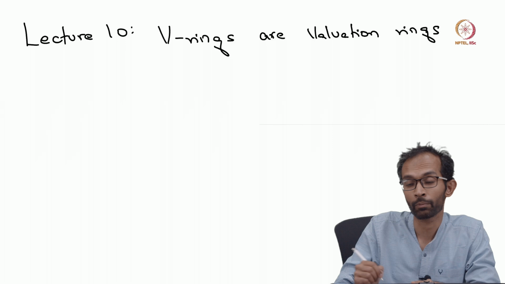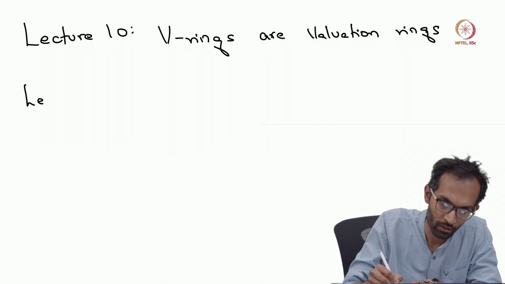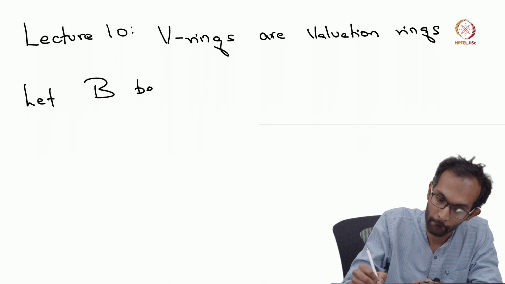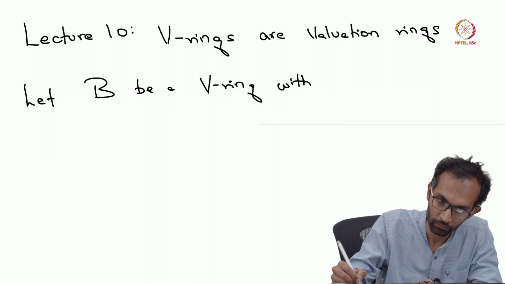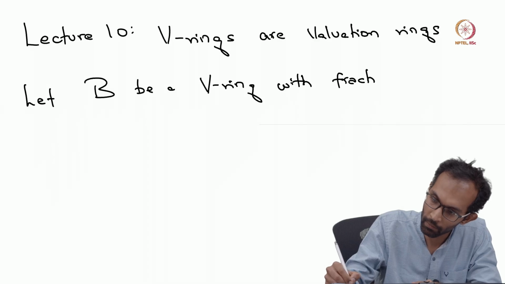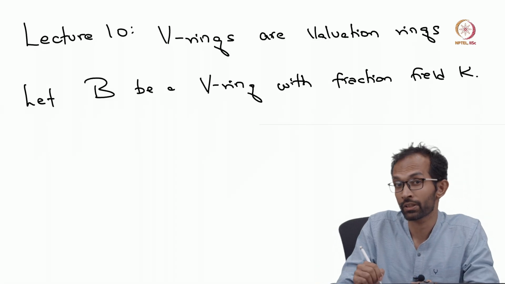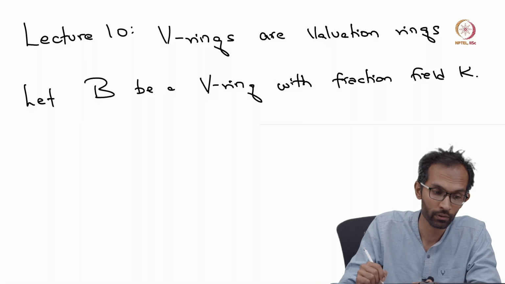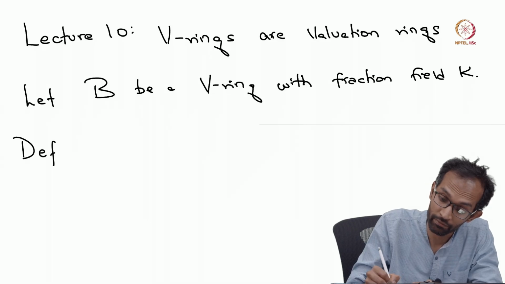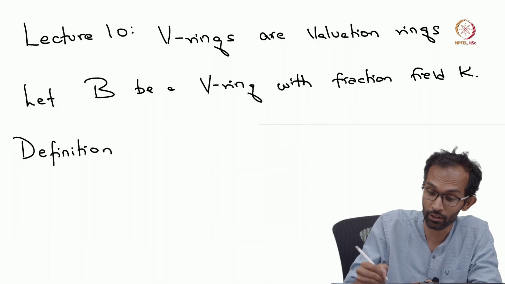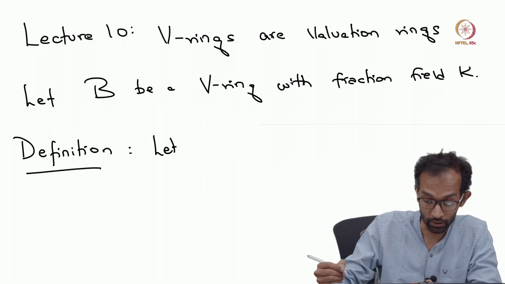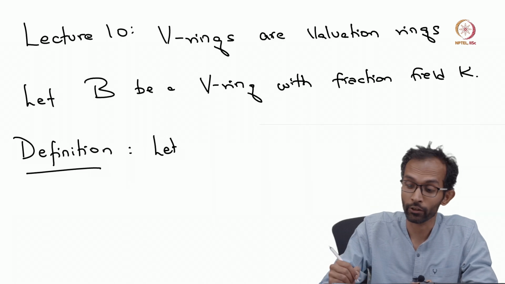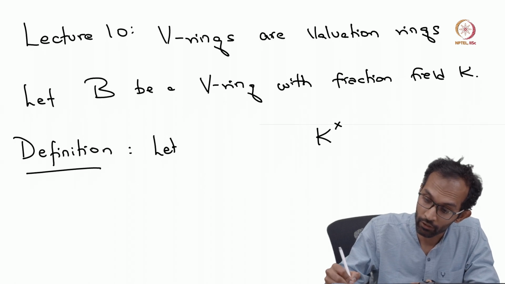So given a V ring, how do I put a valuation on it? Let B be a V ring with fraction field K. Now to define a valuation, I need a totally ordered abelian group. So let's try to find a totally ordered abelian group associated to this situation. The eventual punchline is that this totally ordered abelian group will be K cross mod B cross.